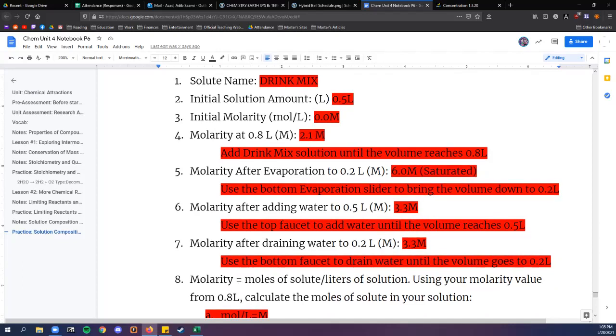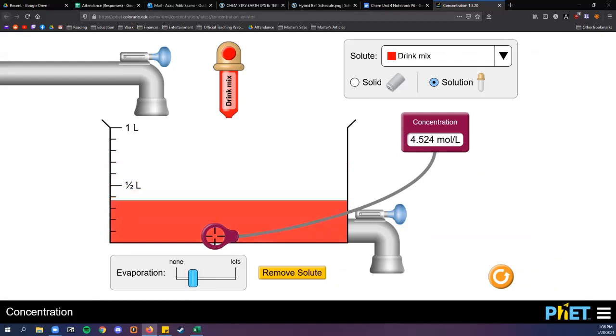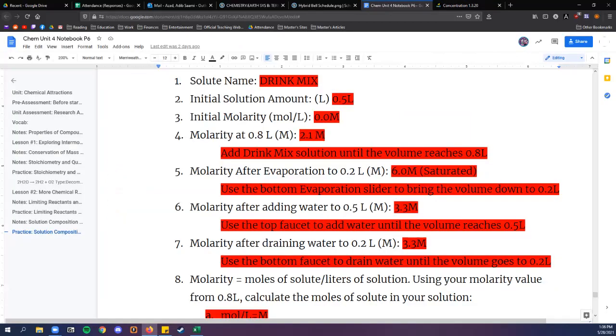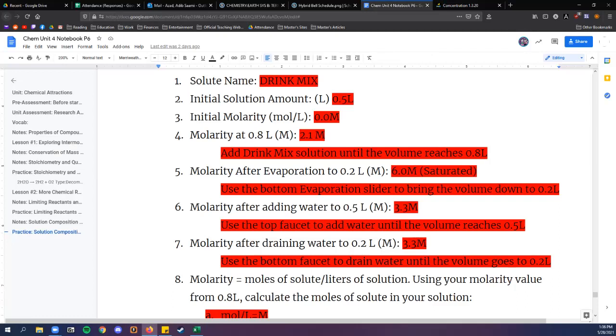Next up, we're going to see what happens once we evaporate it all the way down to 0.2. The instructions there are to use the bottom evaporation slider to bring the volume down to 0.2. So here's the evaporation slider. We're going to bring it down. So 0.7, 0.6, 0.5, 0.4, 0.3, and there it is, 0.2. Again, more or less. When we look at the concentration, again, we're just going to round it up. I'm going to round it up to 6.0, because that's what we're looking for. We're looking for concentration here. So 6.0 molar, and it is saturated.